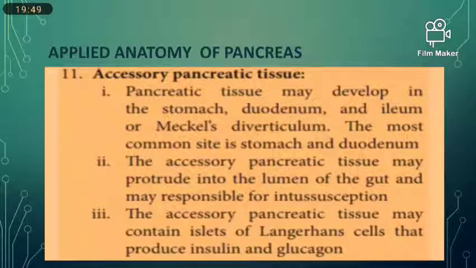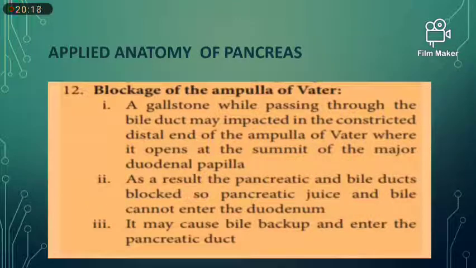Then accessory pancreatic tissue. Pancreatic tissue may develop in the stomach, duodenum, ileum or Meckel's diverticulum, the most common sites being the stomach and duodenum. The accessory pancreatic tissue may protrude into the lumen of the gut and may be responsible for intussusception. It may contain islets of Langerhans cells that produce insulin and glucagon.